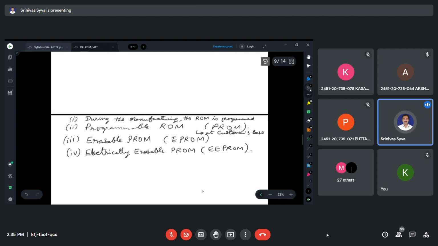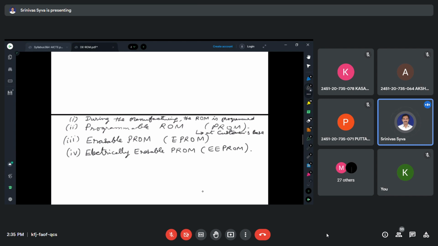This is the third type of ROM available. By exposing the PROM to the ultraviolet light for a sufficient duration, the entire bit pattern will be disturbed and reversed. Again, it can be programmed by the customer.